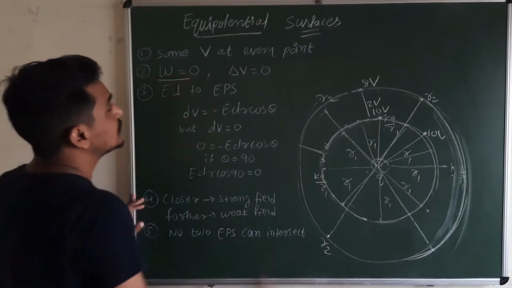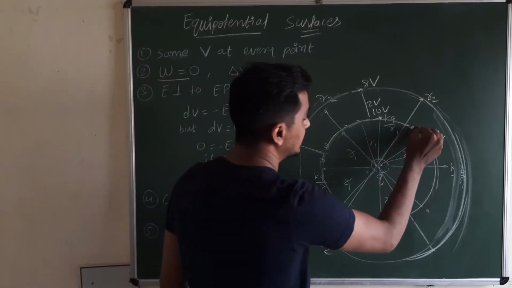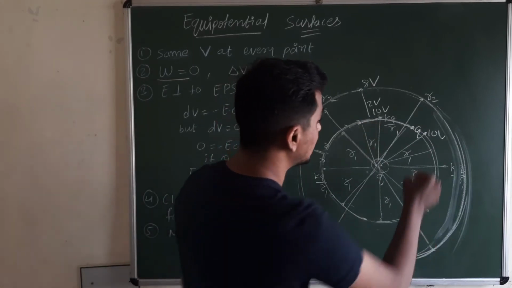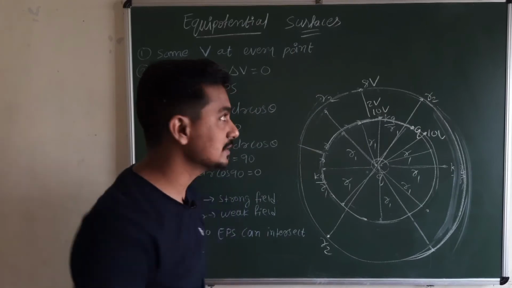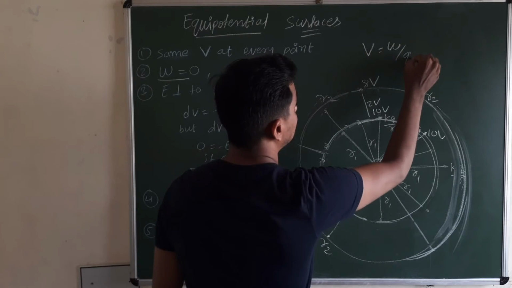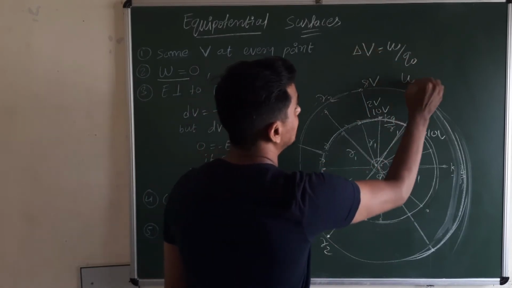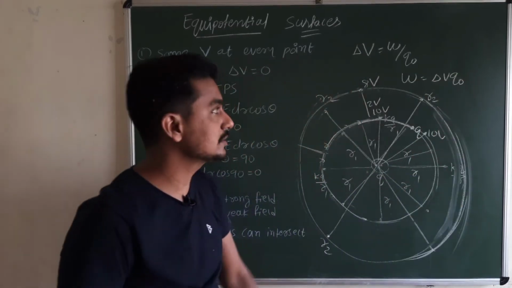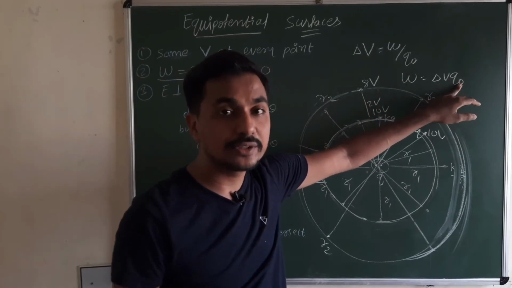Second, work done is equal to 0. That is, if you move a charge from this point to this point, then the work done in moving a charge on an equipotential surface is 0. How is it? We know that V is equal to W by Q naught, and V is actually delta V. So W is equal to delta V into Q naught. We have solved one numerical related to this. So work done is equal to change in potential into charge Q naught.